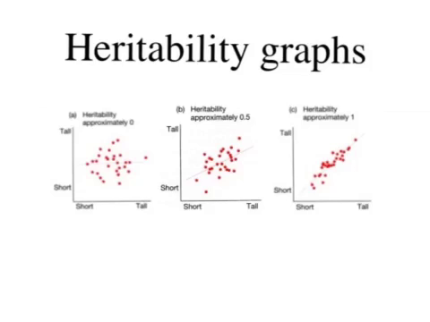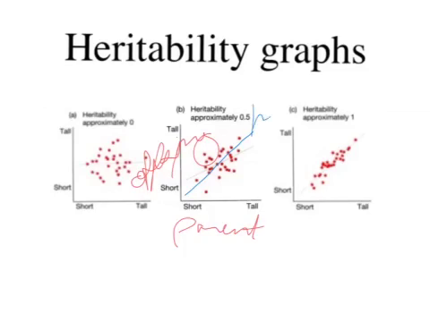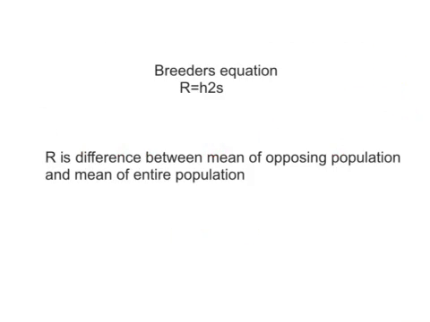Heritability graphs can help us estimate the slope of linear correlation between parent and offspring phenotypes on a graph. So the slope determined here gives us H2, which is heritability. So let's look at Breeder's equation. We'll dissect it piece by piece.